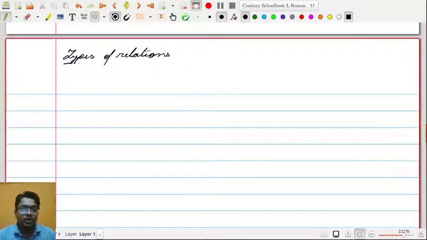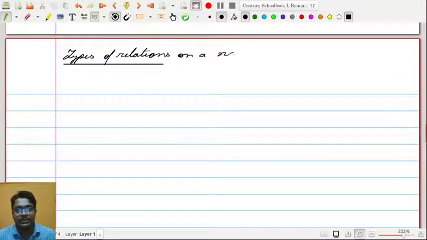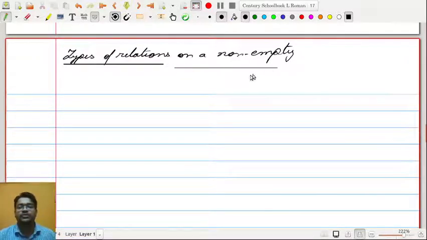So, types of relations on a non-empty set. Please remember that the empty relation is also a relation, because the empty set is a subset of every set. So the empty subset of A cross B is also a relation. That's an empty relation, hence no element is related to any other element. Let us see some types of relations on a non-empty set.